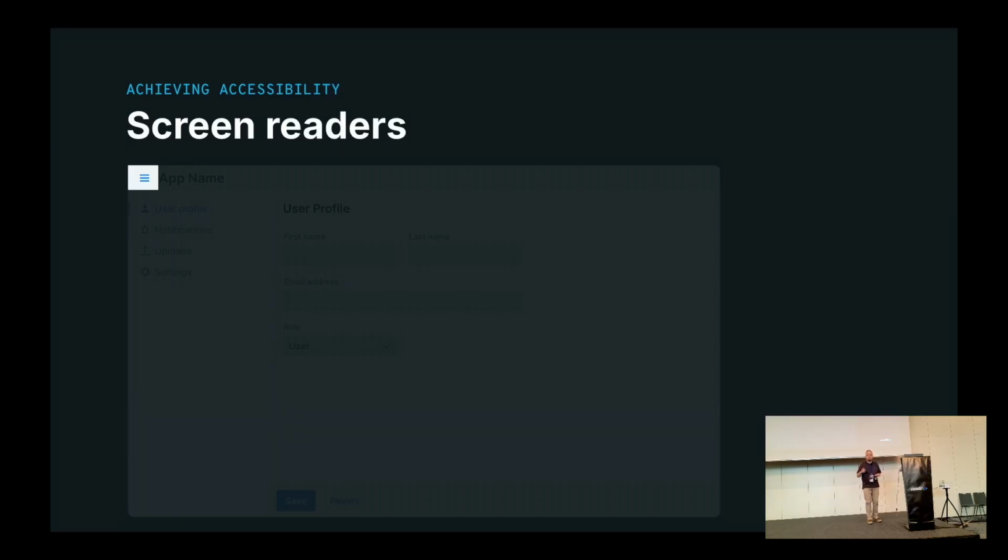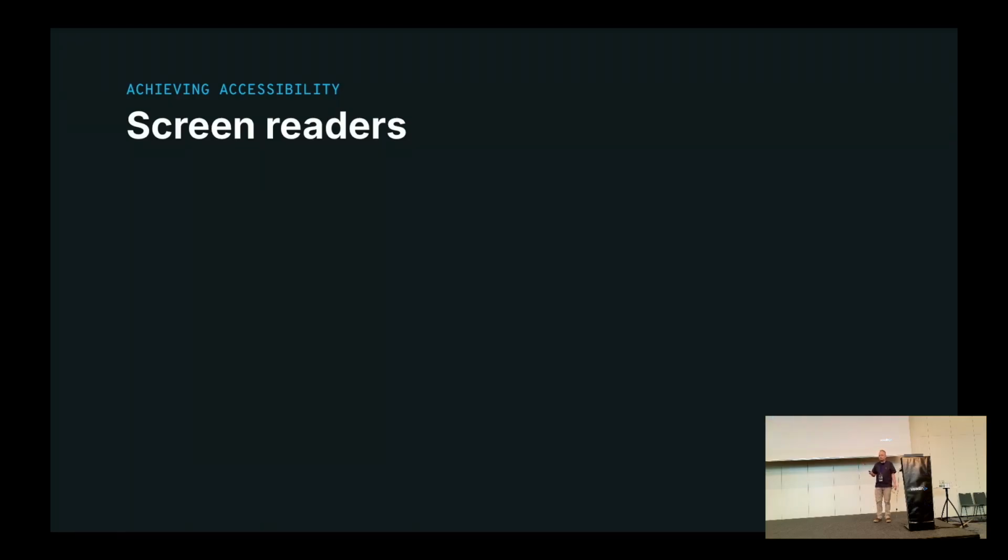So, hamburger menu, app name, user profile, link, notifications, link, uploads, link, settings, link, user profile, heading, first name, text field, last name, text field, email address, text field, role, drop down, and so on.